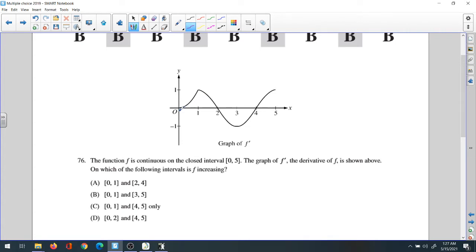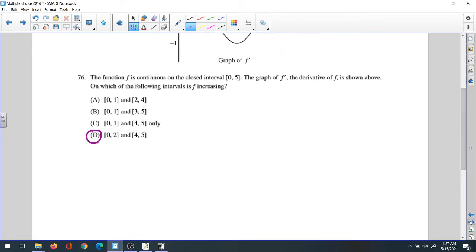So the original function increased from 0 to 2 and also increased from 4 to 5. Above the x-axis is increasing. So the function will be increasing from 0 to 2 and 4 to 5. The answer is D. That's question 76.